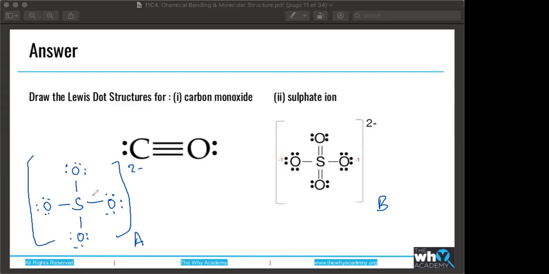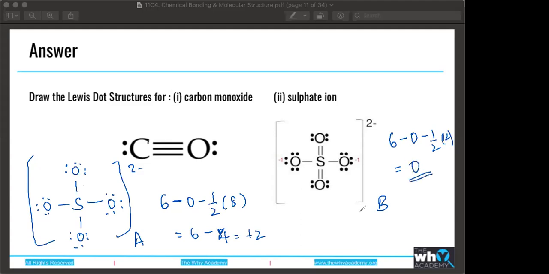So in this, valence electrons in the free atom should be 6, minus no lone pairs, so 0, minus half of 8 electrons being shared, that is 4. So 6 minus 4 is plus 2. And in this case, we've got 6 minus 0 minus half of 12, that is 6. So this is 0.